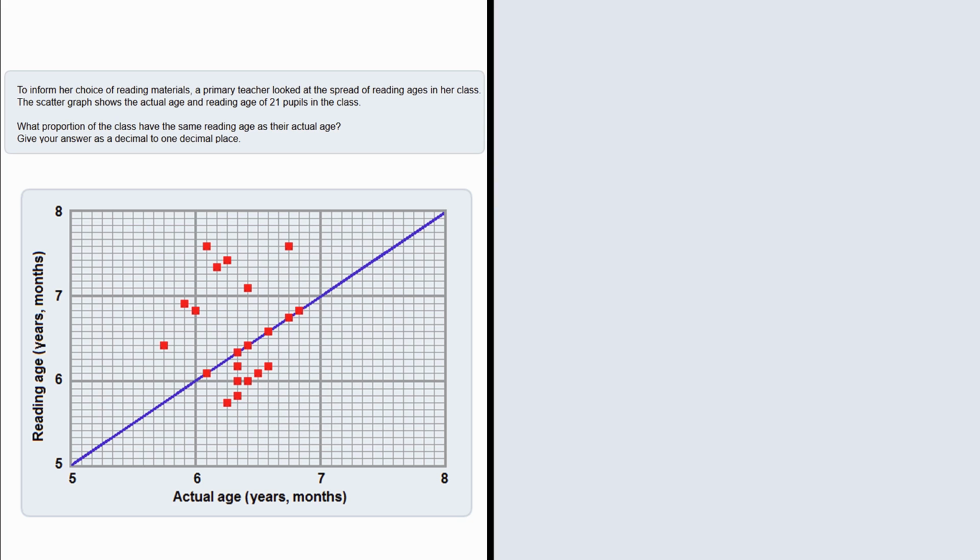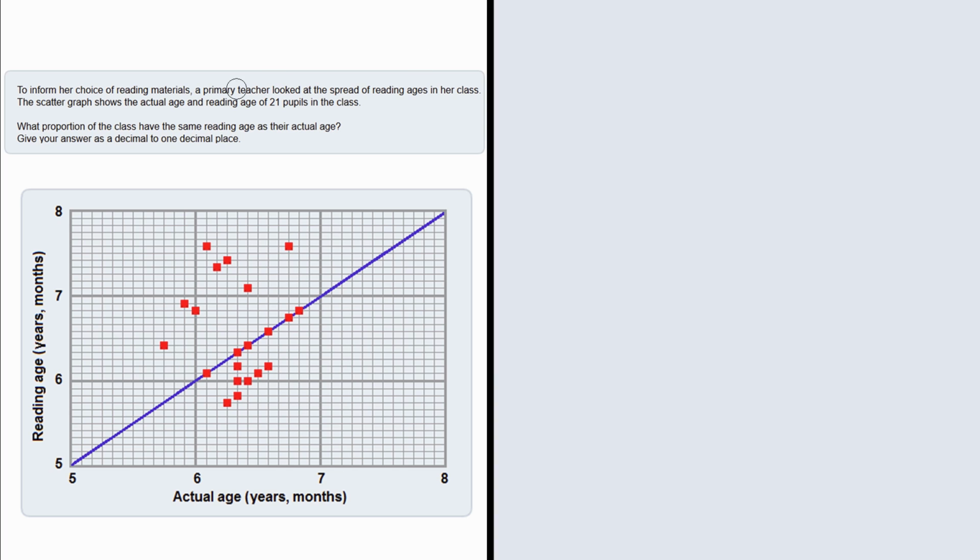In this question we are given a scatter graph that compares reading age against actual age. And the question asks us to find the proportion of the class that have the same reading age as their decimal age, and it wants us to give our answer as a decimal to 1 decimal place. So what we first need to do is to find the number of points on the graph that have the exact same actual age as they do reading age.